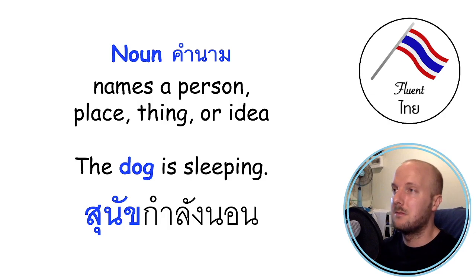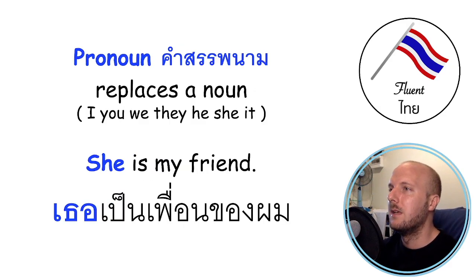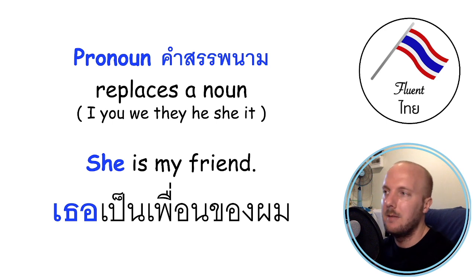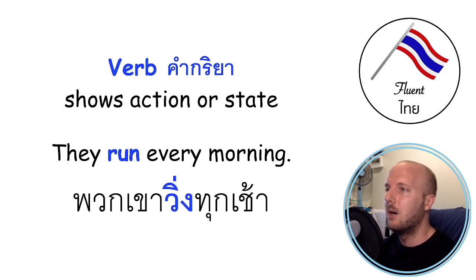Okay, so a noun is something which names a person, a place, thing, or an idea. So for example, the dog is sleeping. สุนัขกำลังนอน. Alright, I'm just going to go through these one time. Pronoun in Thai, คำสรรพนาม, it replaces a noun. So I, you, we, they, he, she, it, basically. She is my friend. เธอเป็นเพื่อนของผม. Verb, this is คำกริยา in Thai, shows action or state. They run every morning. พวกเขาวิ่งทุกเช้า.